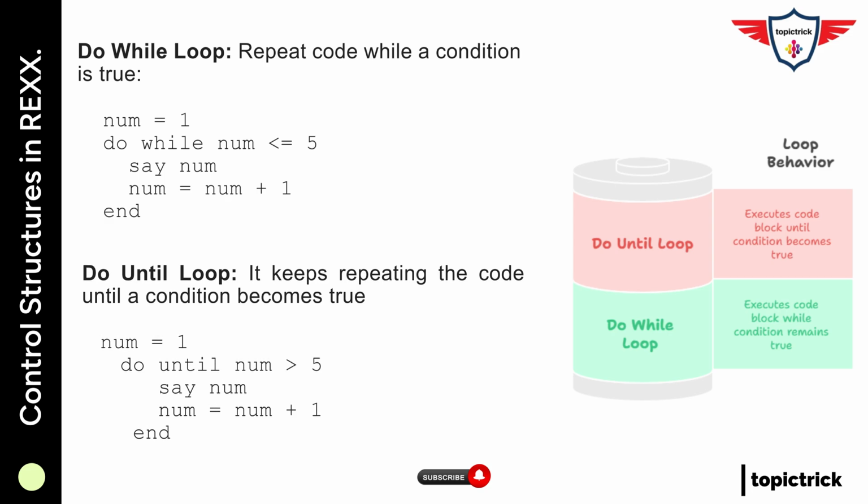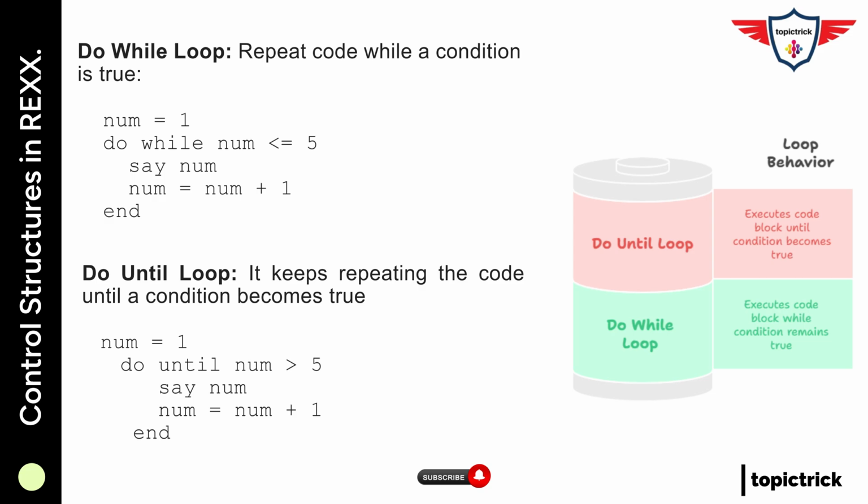Now let's check out the do until loop. It's pretty similar, but this one keeps running until a condition becomes true. Take a look. num = 1, do until num > 5, say num, num = num + 1, end. Here, the loop starts at 1 and continues printing and adding 1 to num until num becomes greater than 5. So again, it prints numbers from 1 to 5.